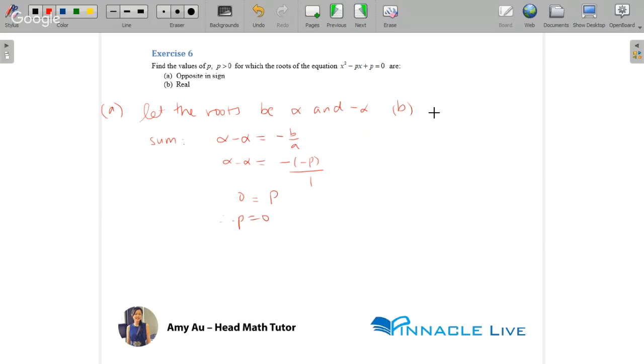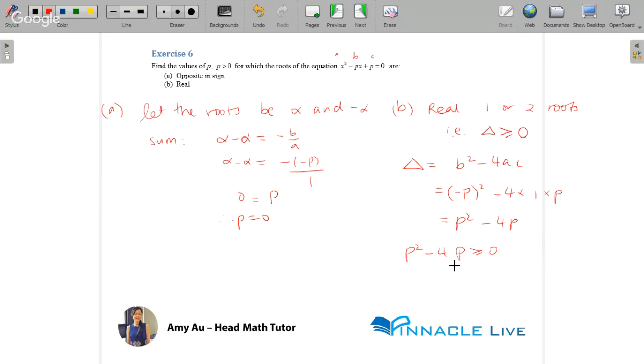All right, part b, if they are real, real means one or two roots. Or in other words, you want the discriminant to be greater than or equal to 0. So let's start by calculating the discriminant. So b squared minus 4ac, so minus p squared, minus 4ac. A is 1, c is p. Okay, so now we want to solve that to be greater than or equal to 0.